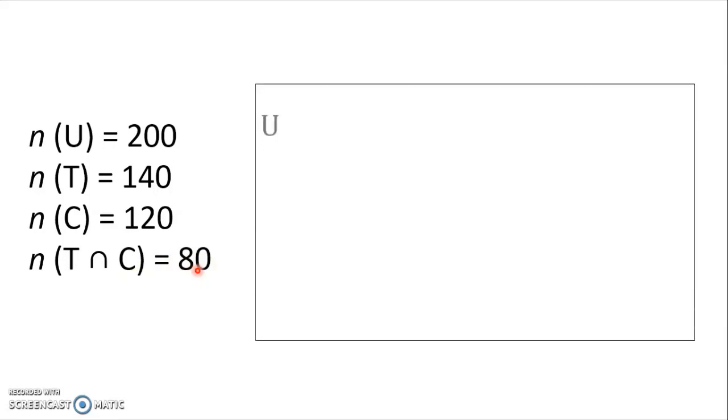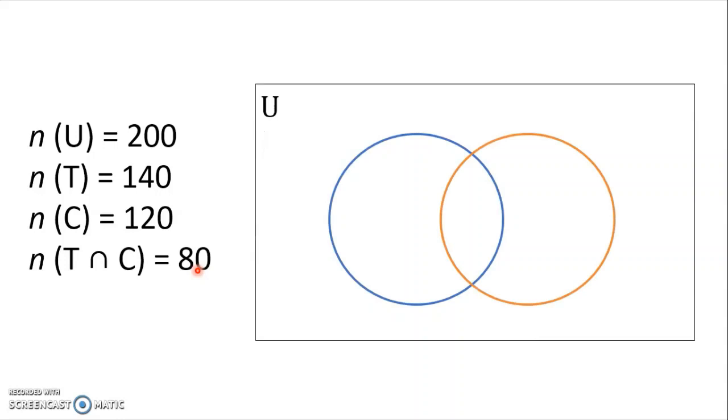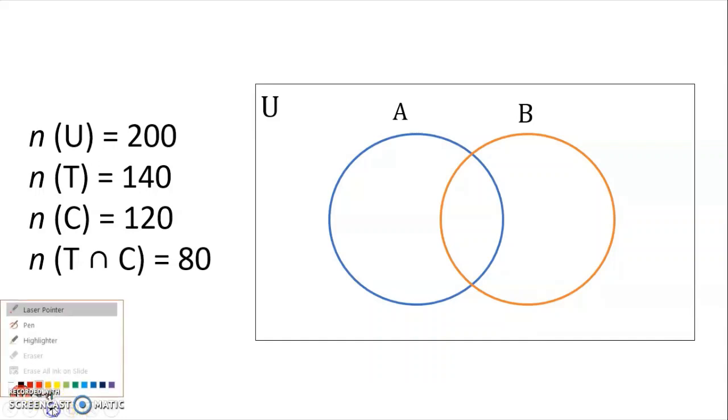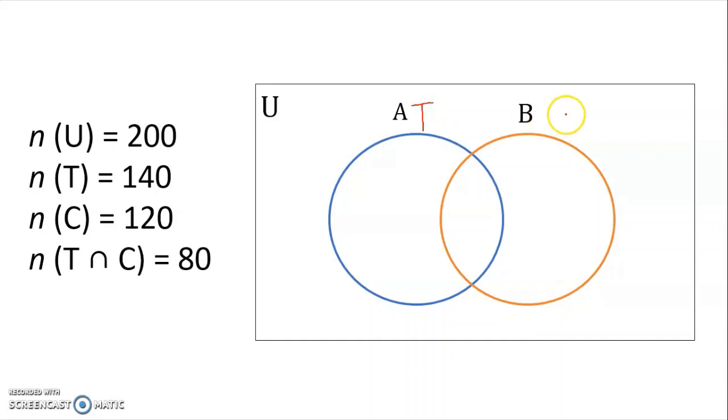So, drawing mo natin yung ating universal set. And then the two sets, we could label that, oops, it's A and B, but we could change that. Change natin kasi T na yung gamit natin. Okay, so this would be set T. Okay, this could be set T and then set C. Okay, so tanggalin na natin tong A kasi nagbago na yung names ng set natin. Okay, the intersection for our two sets is 80.